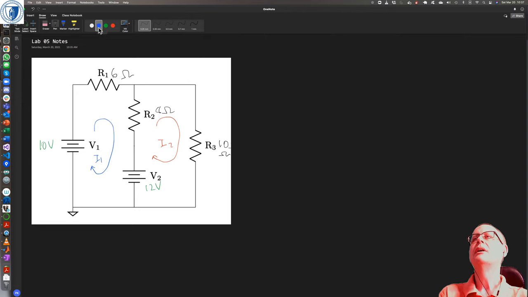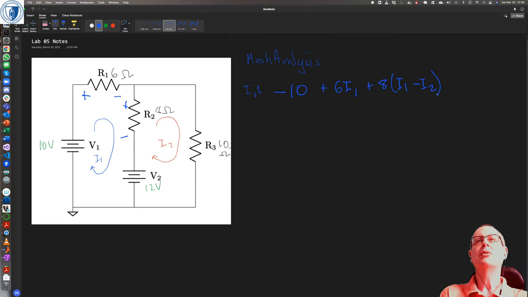Okay, so let's do mesh analysis. So the I1 equation, I might just make that a bit thicker so I can read it a bit better. We get minus 10, because it's going into the negative side, plus 6 I1, because it's going into R1, and just to remind ourselves of the polarities. And then plus 8 times (I1 minus I2), because I2 is going in the opposite direction. And then it's plus 12, going all the way around the loop. Then we're back at V1 again.